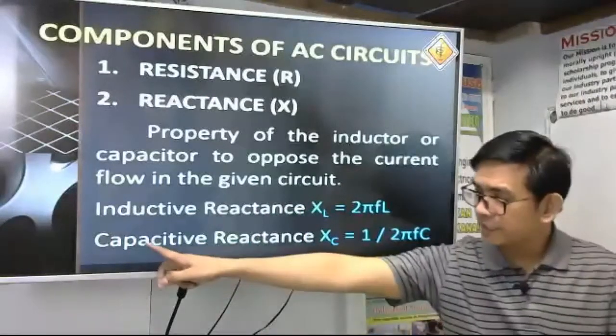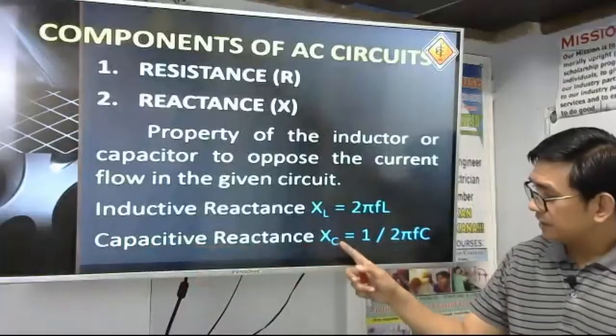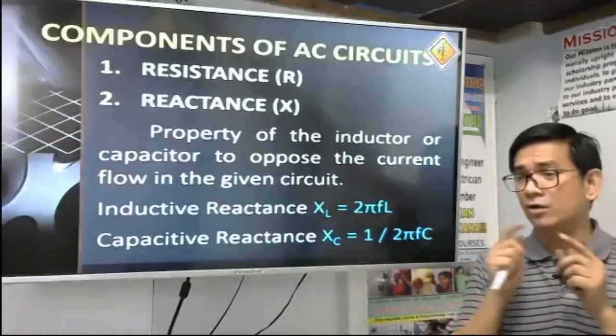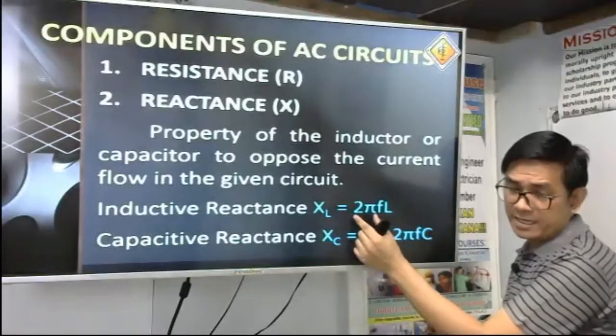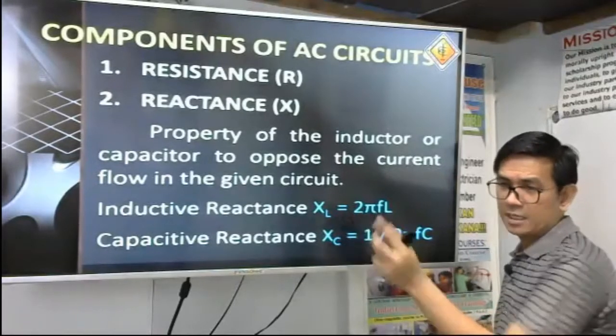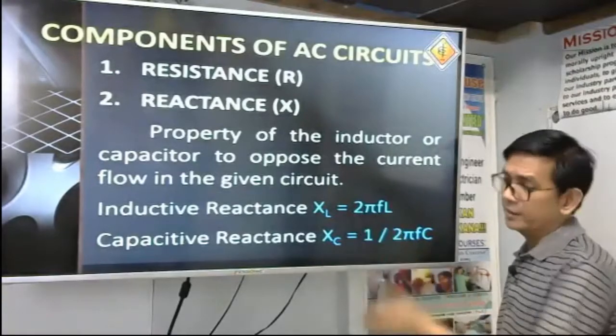What about now for the capacitor? We have the capacitive reactance, X sub C, that is equal to 1 over 2 pi F C. And take note that this 2 pi F is our omega, or the angular velocity. That is the omega.